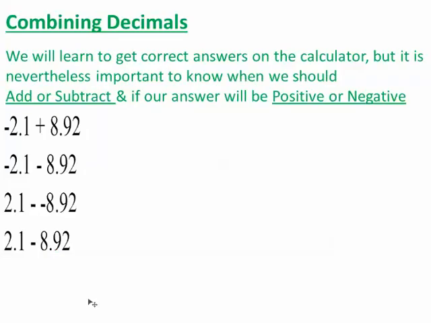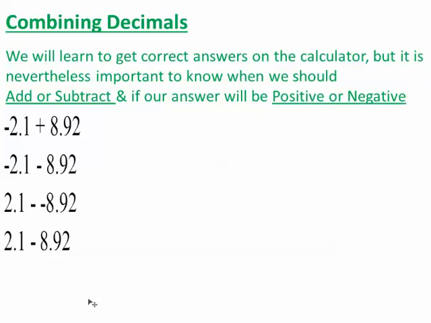Okay, we're on Unit 2, Homework 4. Let's get going. This unit is very calculator friendly. When we learn to combine decimals, it's very much the same as when we learn to combine integers. The first thing we have to figure out is if we add or subtract, and the next thing we need to know is, is our answer going to be positive or negative? Here's how we figure those things out.